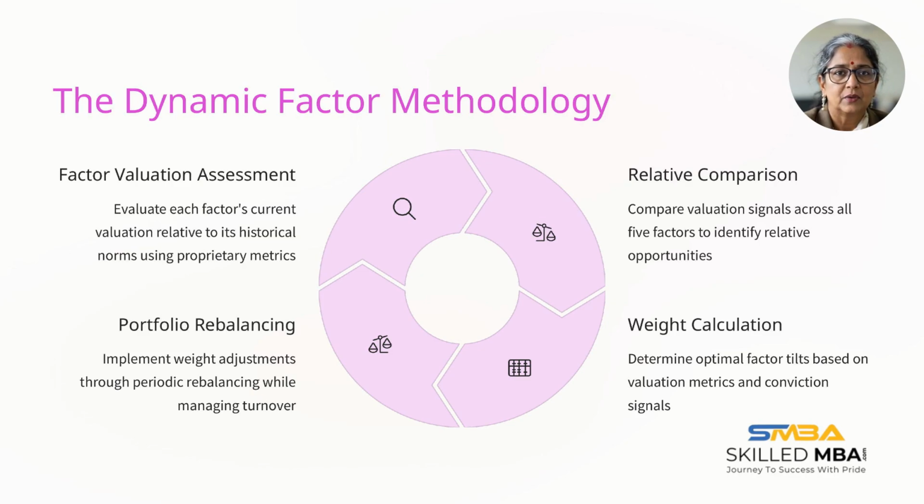By comparing valuation signals across 5 factors, relative opportunities are identified. Optimal factor tilts are determined based on these metrics and conviction signals, leading to portfolio rebalancing. This process ensures weight adjustments are made periodically, effectively managing turnover.